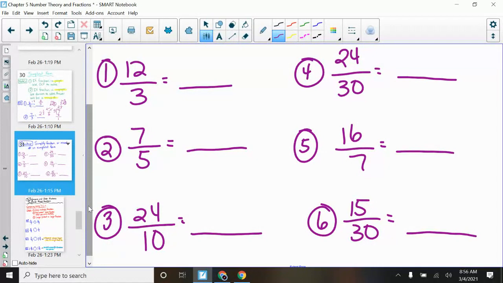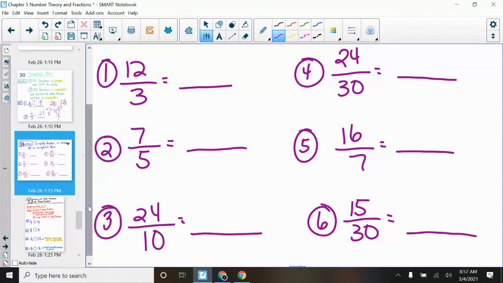All right, so Shane had 24 over 30. His was not an improper fraction. His was a proper fraction. So he knew he had to find the greatest common factor to simplify. Shane, the greatest common factor you found was 6. So when he divided his numerator and his denominator by that 6, he got 4 over 5. That's the correct answer for number 4.